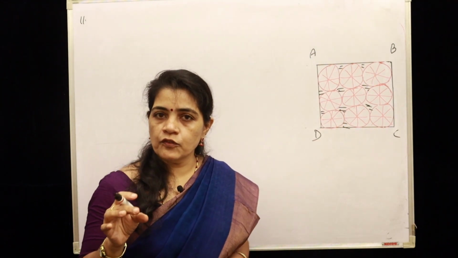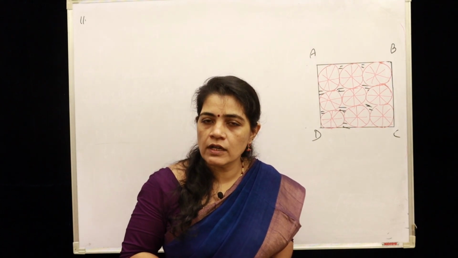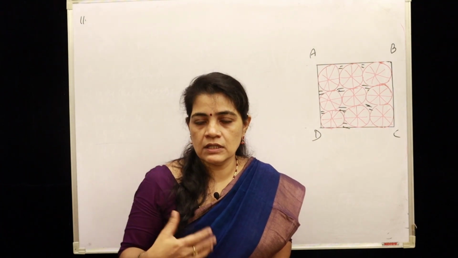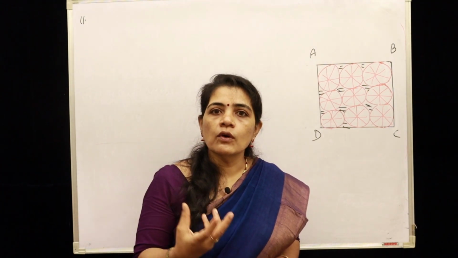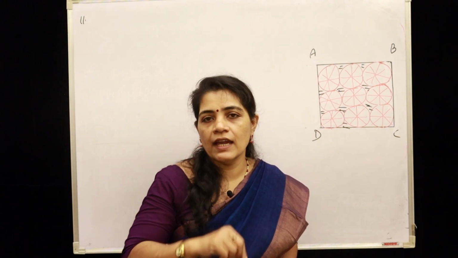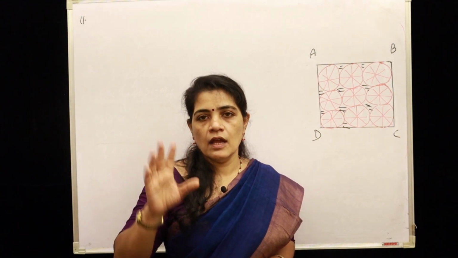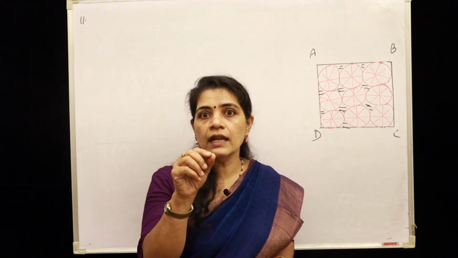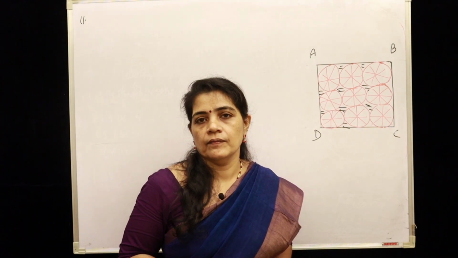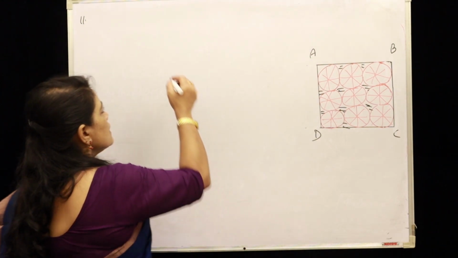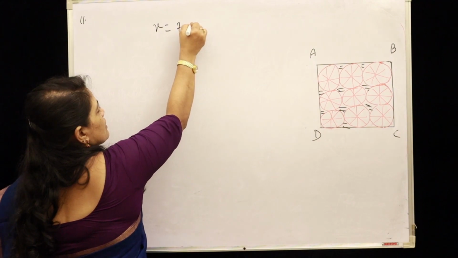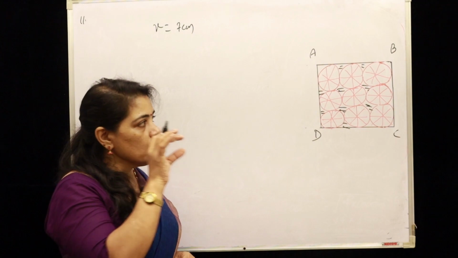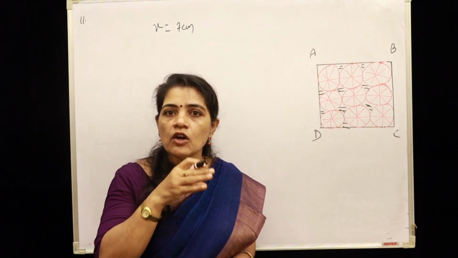Framing the equation is quite simple, because we are already familiar with such types of problems. We have to subtract the area of 9 circles from the area of the square. But what is given in the question? Only the radius of each circle is given, that is 7 centimeter. To calculate the area of the shaded region, the area of the 9 circles should be subtracted from the area of the square.